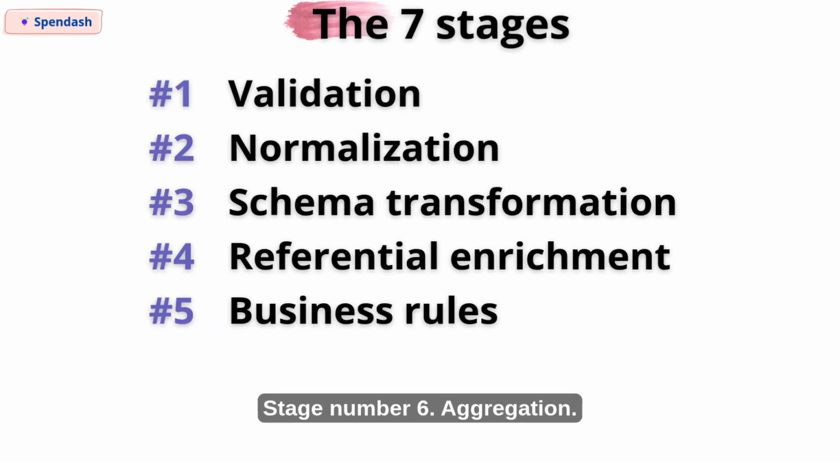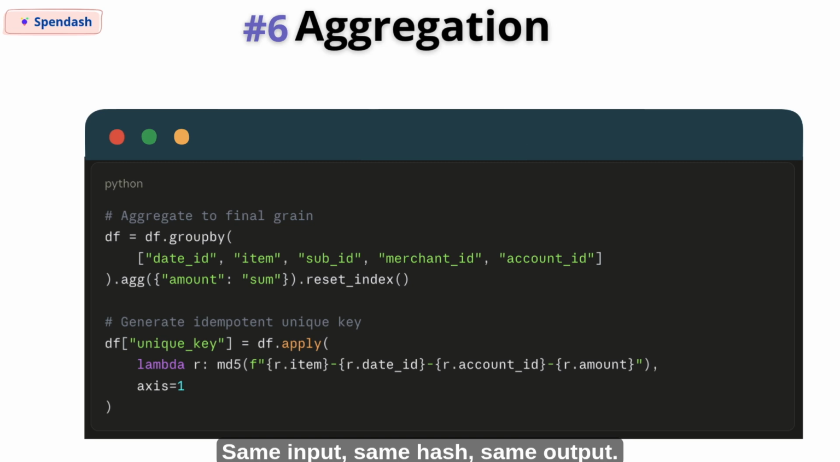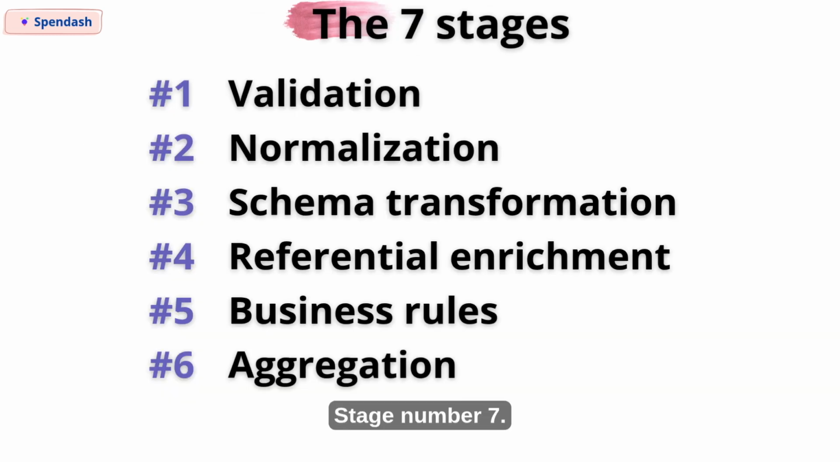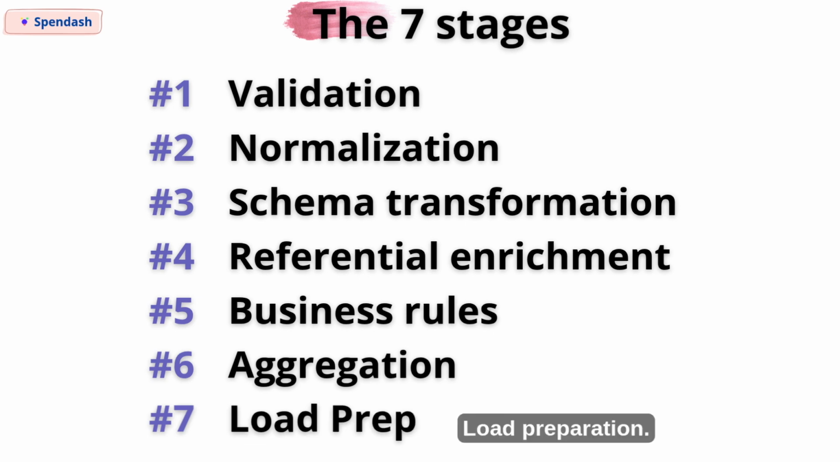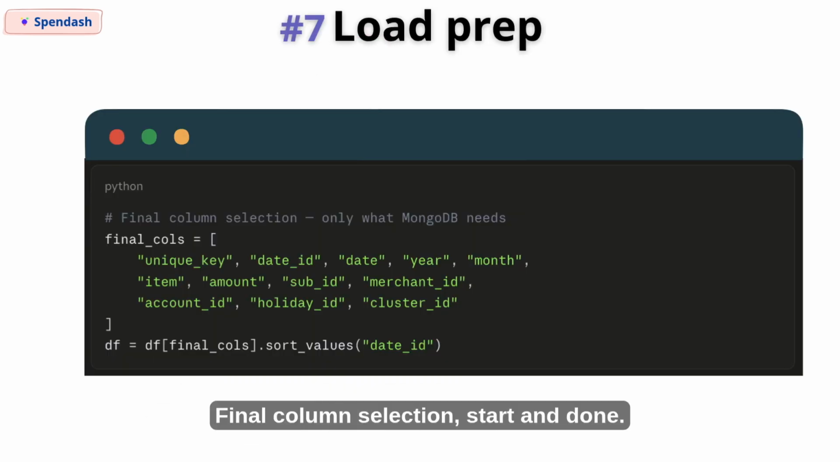Stage number 6, aggregation. Same input, same output. The pipeline is idempotent. Stage number 7, load preparation. Final column selection, sort, and done. The data frame is ready for MongoDB.